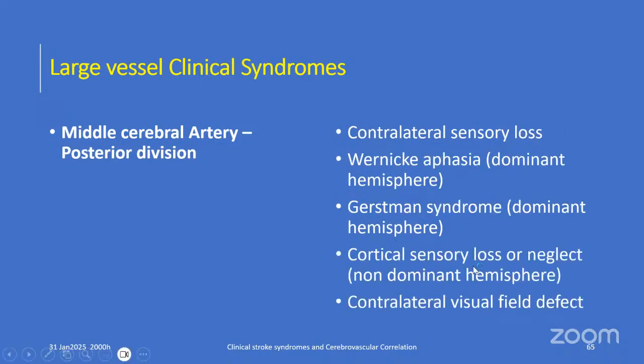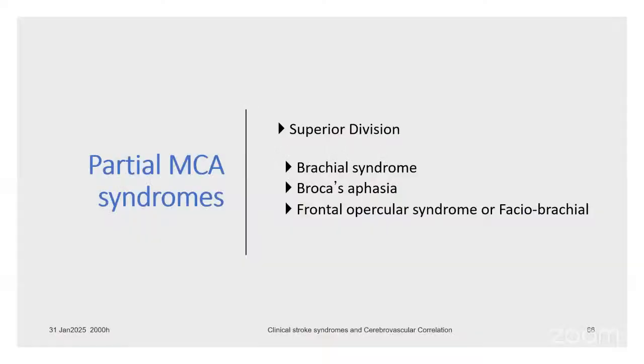The posterior division: contralateral sensory loss, Wernicke's aphasia, just one syndrome, cortical sensory loss or neglect, and contralateral visual field defects. So these are the main defects in the posterior division. As you can see, in the posterior division there is no motor weakness.